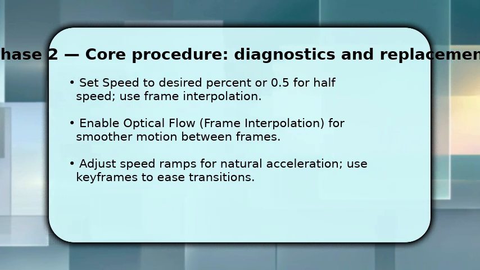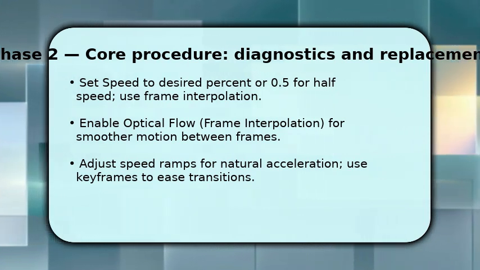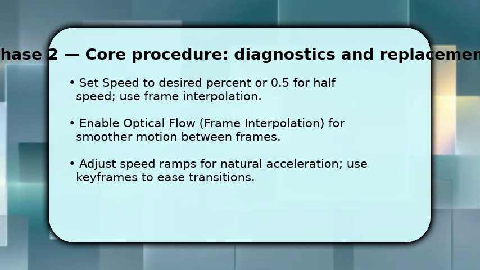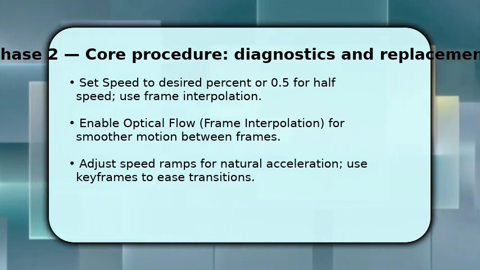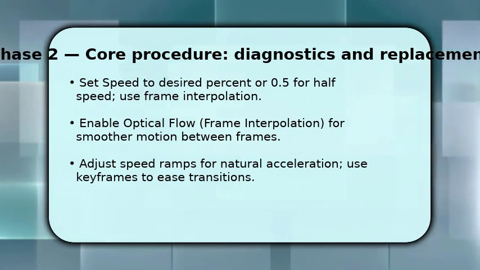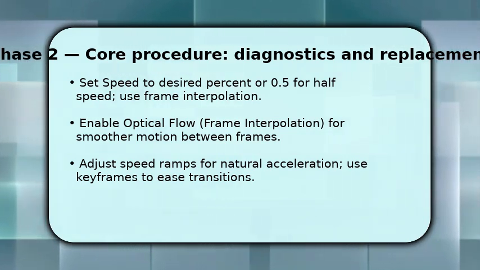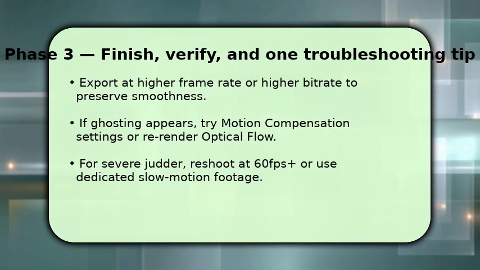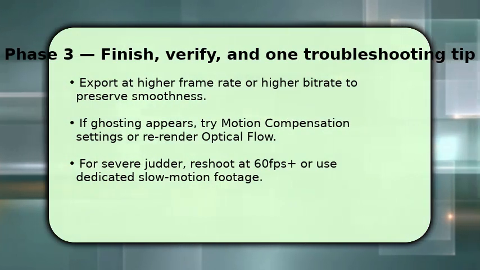Once enabled, refine with speed ramps. Add keyframes at clip start and end to ease in and out, making movement look natural. Also preview at full resolution. That reveals artifacts you finalize by exporting at a higher frame rate or bitrate to keep the smooth result. Low export quality reintroduces stutter.